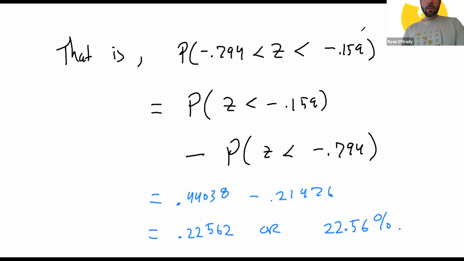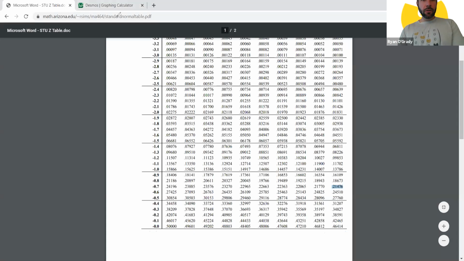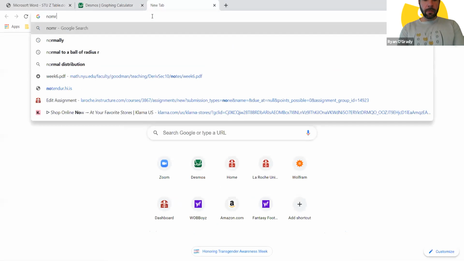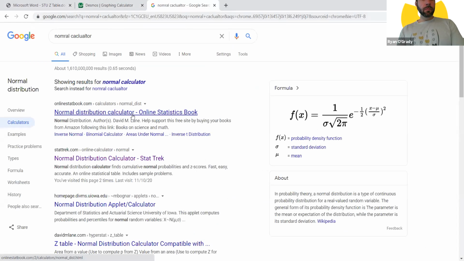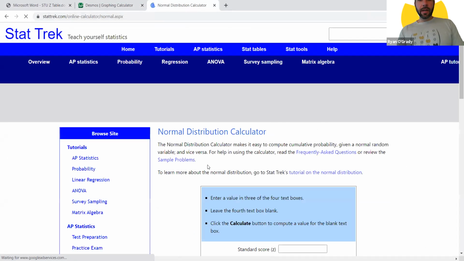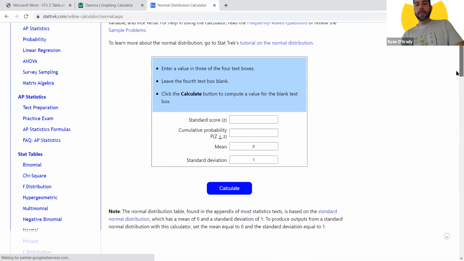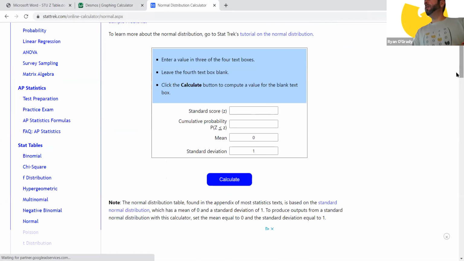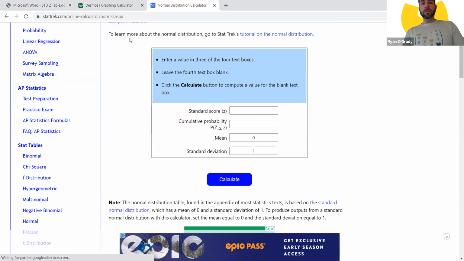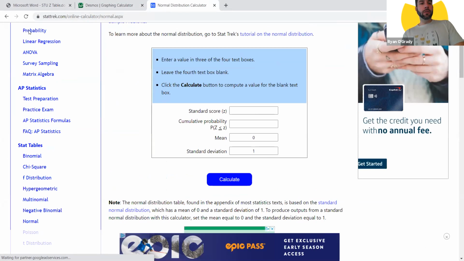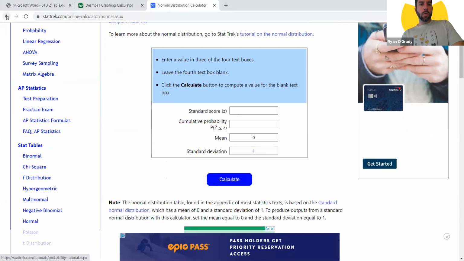So let's go to our normal calculator. So we'll go back to the internet. And like I told you the other day, you could just do a normal calculator. Here's the one we did the other day, I think. Yeah, we used this one. Now, this one is a standard normal. So if we wanted to use this calculator, we would have to go and convert to the z's anyhow, right? So let's go back to the other calculator we used. If you remember, we used another one that didn't require us to convert to z.